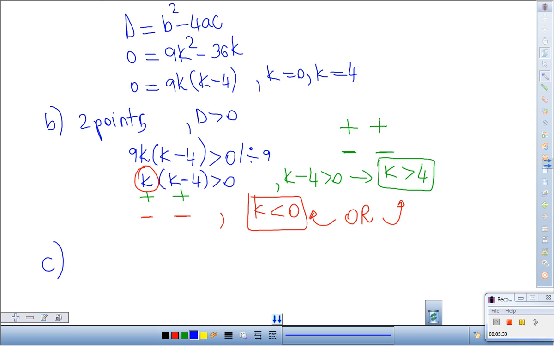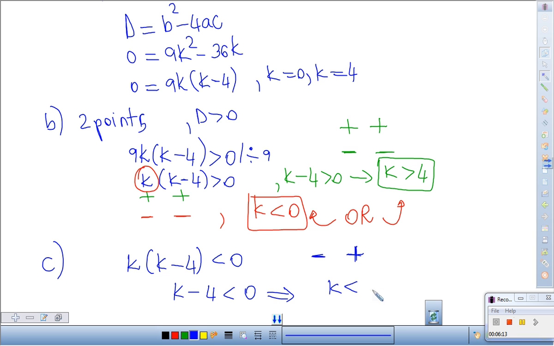Part C is asking us to find all the values of k such that the graph does not intersect the x-axis, which means that my simplified form of the discriminant, k times k minus 4, is less than 0. Well, how do we create a negative number? By multiplying a negative with a positive. Now, let's look at k minus 4. When is k minus 4 less than 0? When k is less than 4.